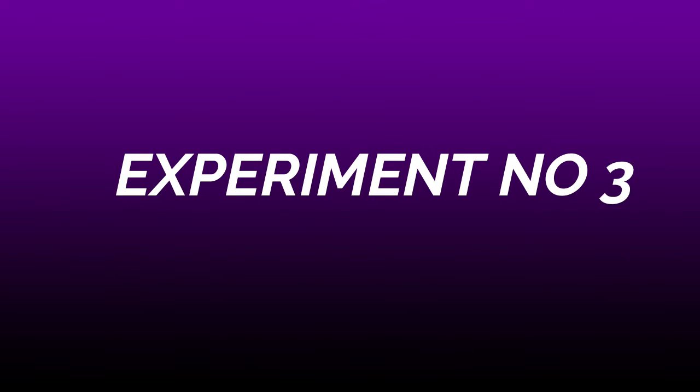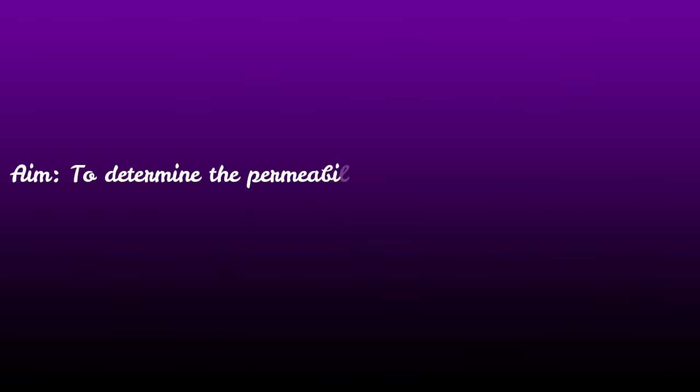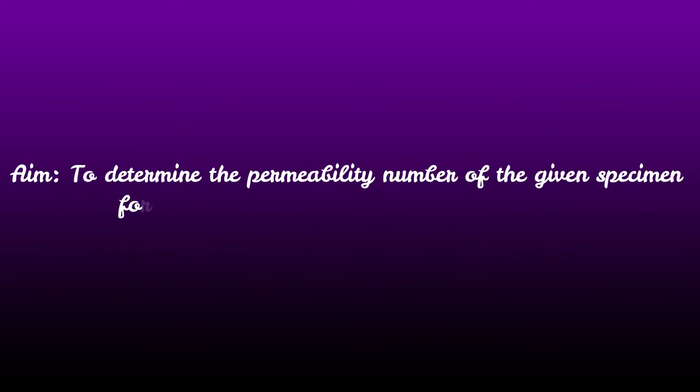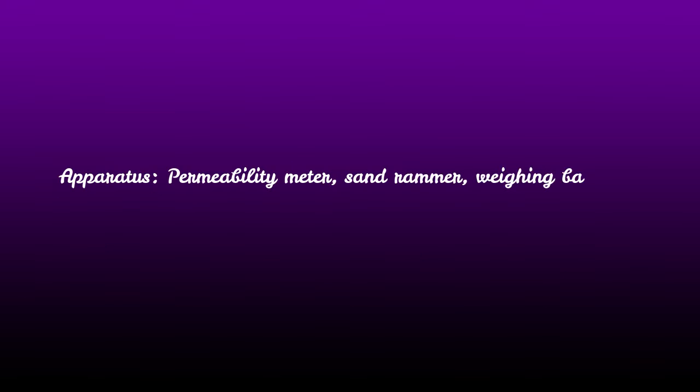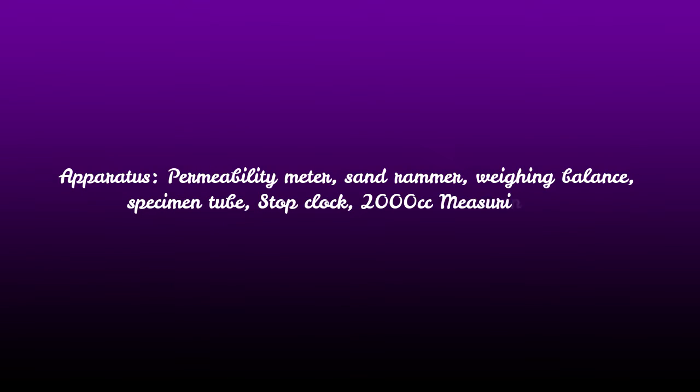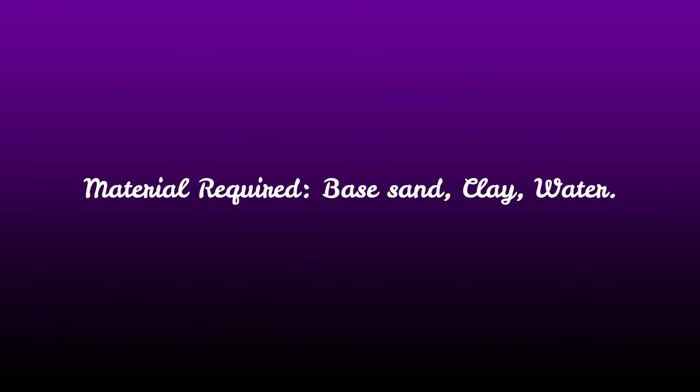Experiment number 3, Permeability test. Aim: to determine the permeability number of a given specimen for different amounts of clay and moisture. Apparatus: permeability meter, sand rammer, weighing balance, specimen tube, stop clock, 2000 cc measuring jar. Material required: base sand, clay, water.